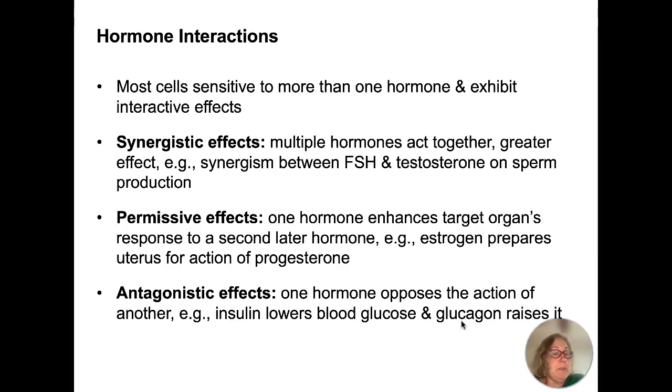Hormone interactions. Most cells are sensitive to more than one hormone, and they can exhibit interactive effects. There are three interactive effects. Synergistic, multiple hormones act together. So follicle-stimulating hormone and testosterone make sperm production. You have to have both to make sperm. So this is synergistic. Both of them together make a thing.